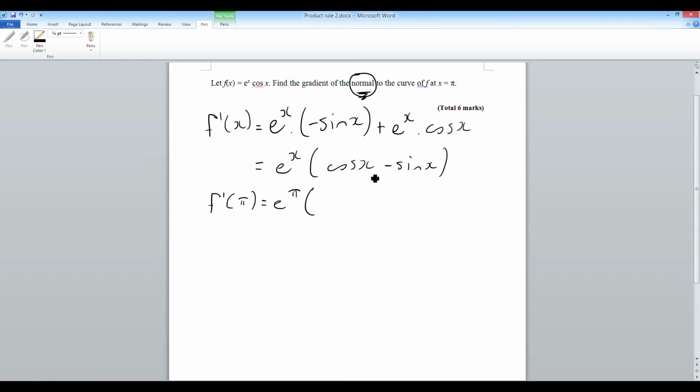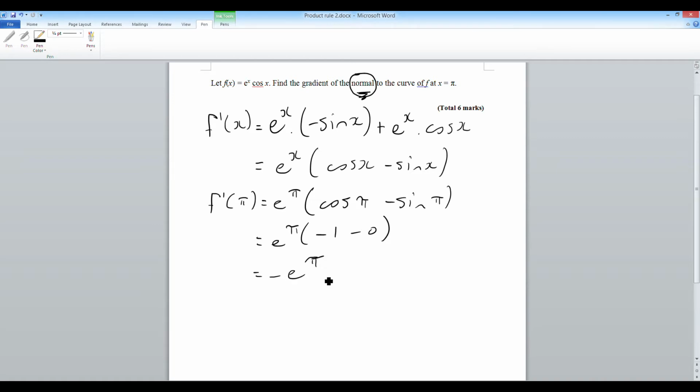And now cosine of x at point pi. So cosine of pi minus sine of pi. And e to the pi, I know that cosine of pi is -1, and sine at pi is 0. So it becomes -1 minus 0, and therefore this will become -e to the pi.